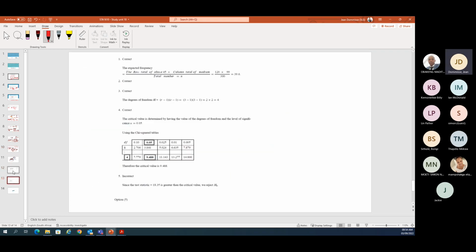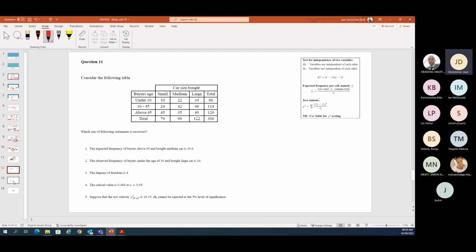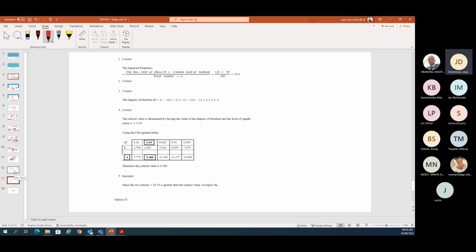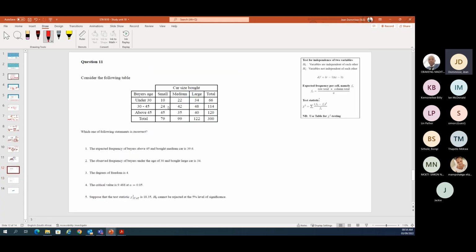So let's finish this chapter. If we go over a few minutes, it's fine, because that is in any case just an answer set as well. Okay. So anything on dependence, independence, expected value, observed, degrees, critical value? Okay. So unfortunately, no luck there.